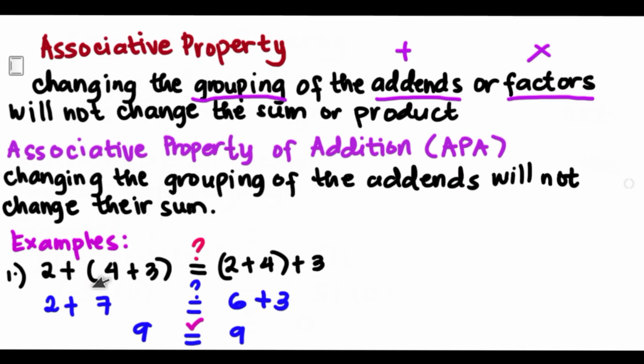I-examine natin to. Una-una magkagrupo is 4 at saka 3. Sa right side, ang naging kagrupo naman ni 4 ay 2 na. So, nagpalit ng kagrupo si 4. Kahit daw po magpalit ng kagrupo, ang sagot po ay parehas pa rin. It will not change their sum. Parehas pa rin po yung sagot sa left side at saka sa right side. Kahit ano man po yung unahin yung i-plus, parehas pa rin po ang sagot.